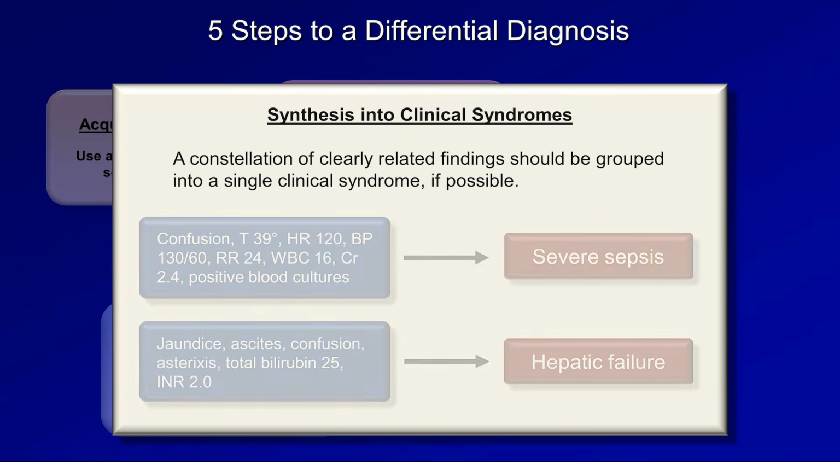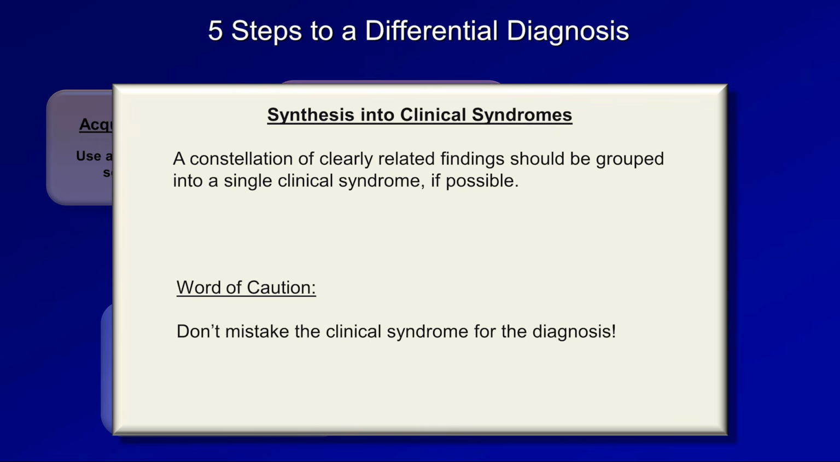Another word of caution, don't mistake the clinical syndrome for the diagnosis. For example, it's great if you recognize a patient has severe sepsis. However, severe sepsis is not a final diagnosis, and your diagnostic reasoning should not end here. You must also determine what has caused the severe sepsis. Is it community-acquired pneumonia, or urinary tract infection, or appendicitis?